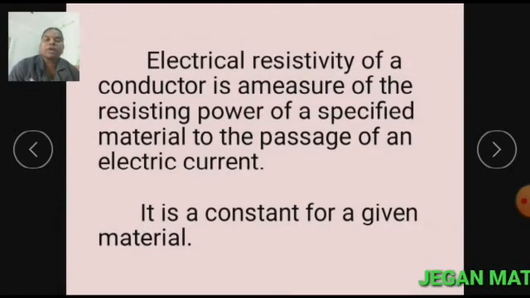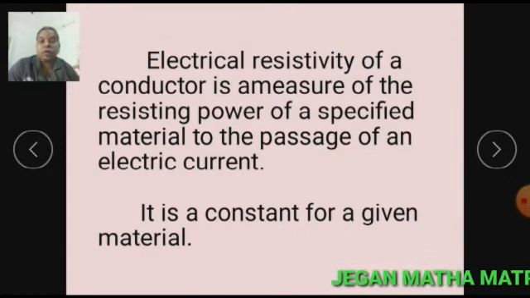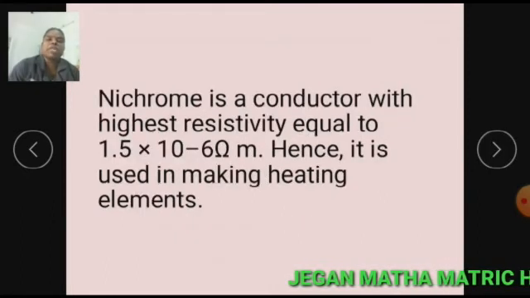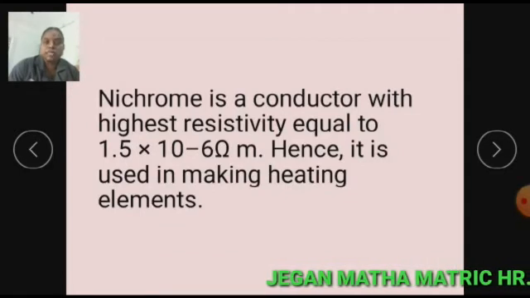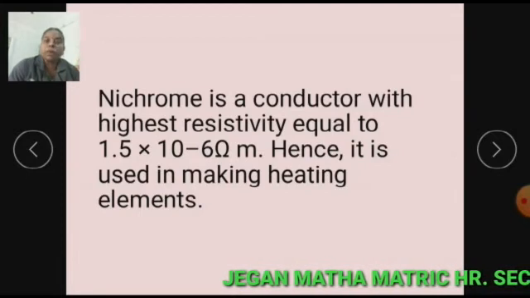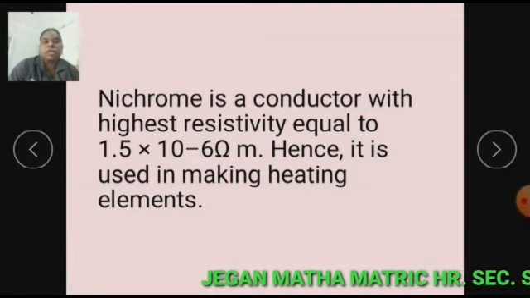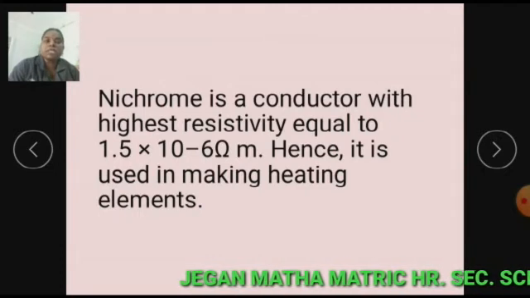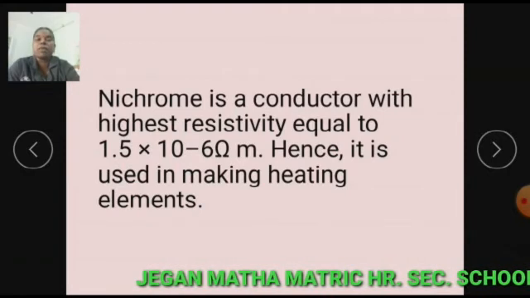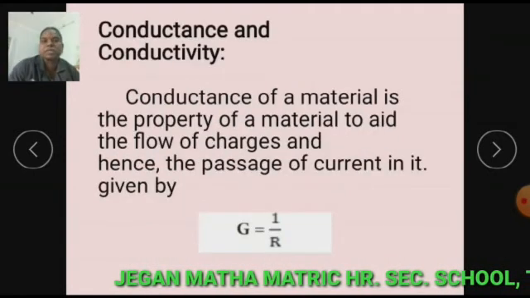Electrical resistivity of a conductor is a measure of resisting power of a specified material to the passage of an electric current. It is a constant for a given material. For example, nichrome is a conductor with highest resistivity equal to 1.5 into 10 to the power minus 6 ohm meter. Due to the highest resistivity of nichrome, it is used in making heating elements in the electrical devices.